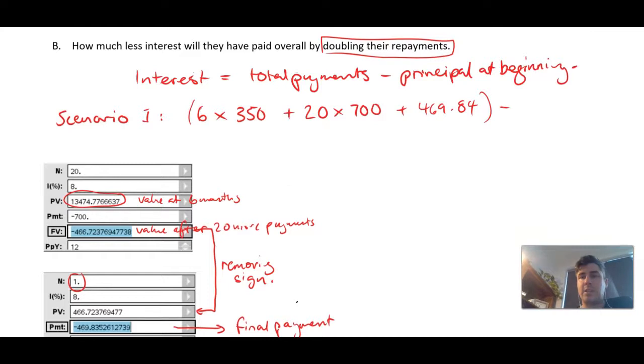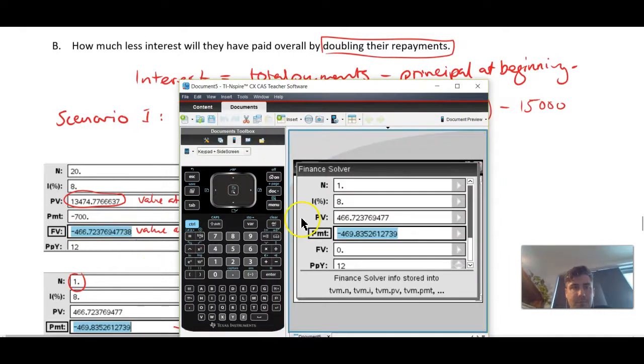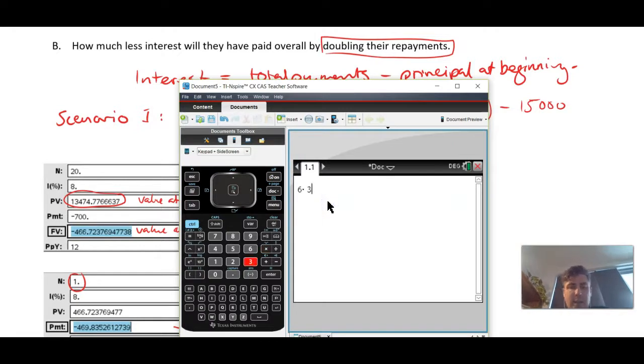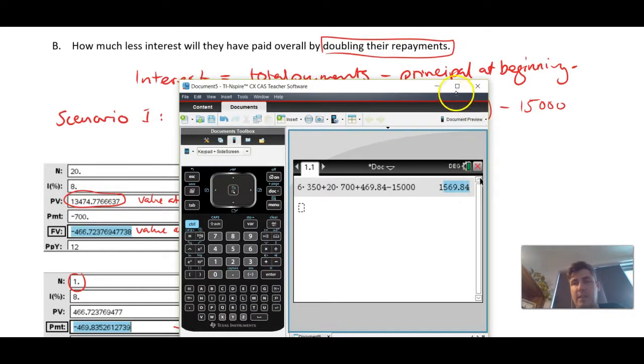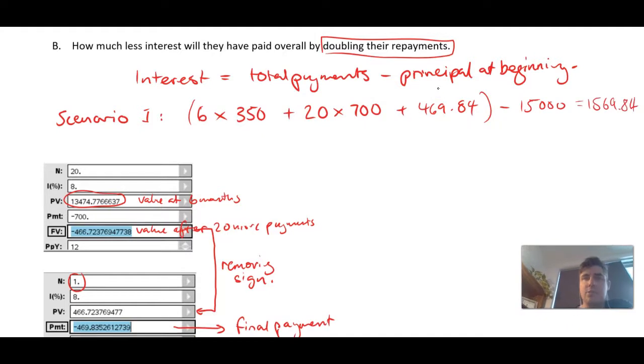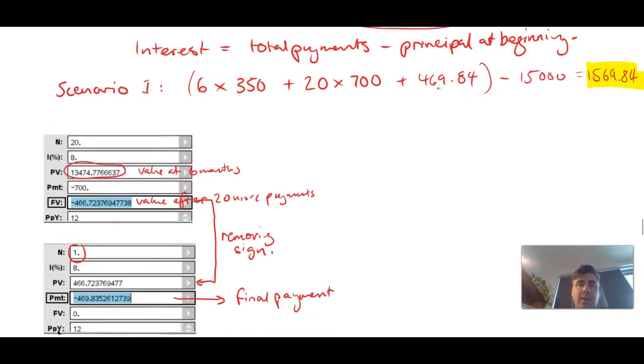And to work out interest, we take that away from the principal, which was 15,000. So if I go to my calculator now, and I type all of this in, it's going to take a little while. So 6 times 350 plus 20 times 700 plus 469.84, and that is taken away from, and then we take away the 15,000, and the difference is 1,569, and that's the interest in scenario 1.